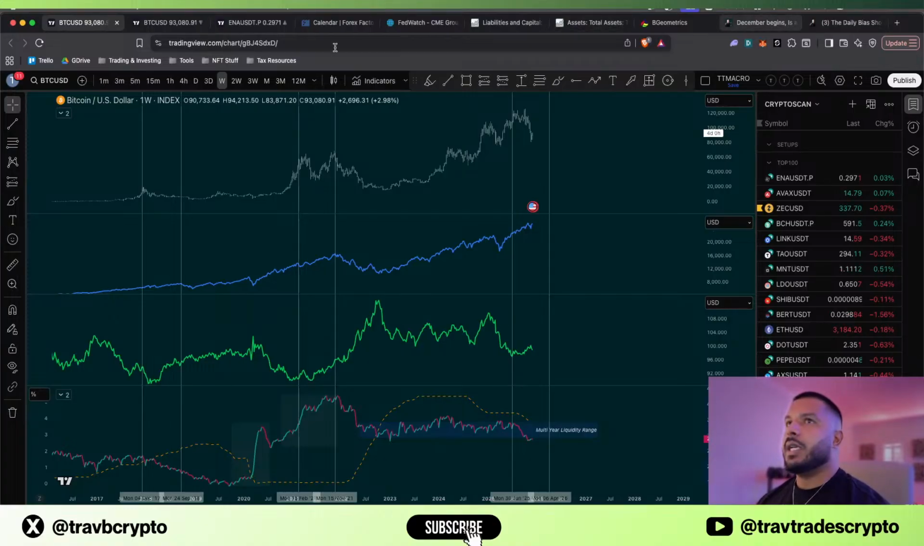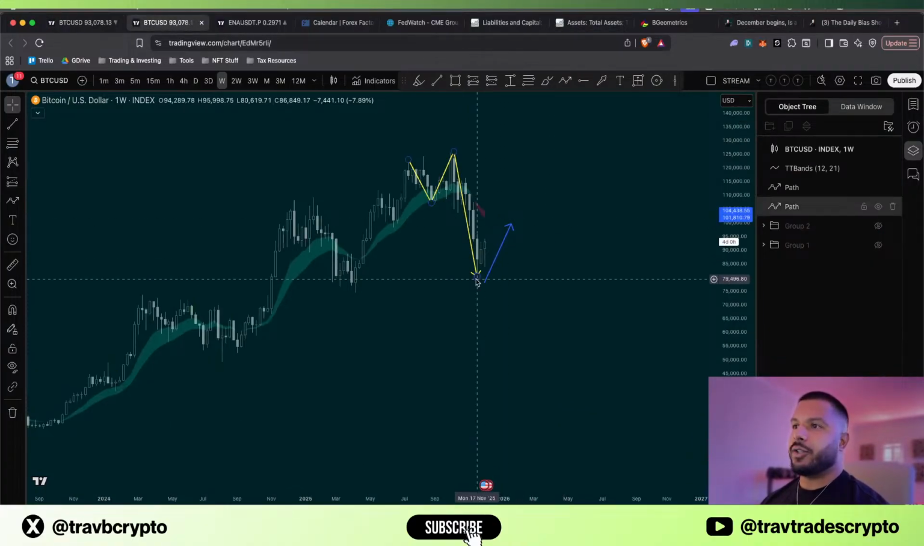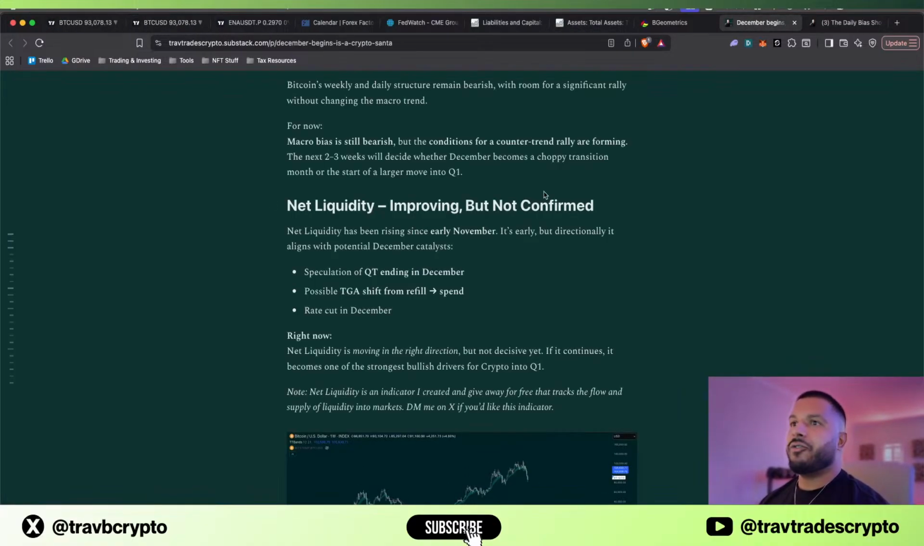Okay, so tying it back into this counter trend rally, right? Now, if these liquidity catalysts come into fruition, it could drive what I say is short-term liquidity. Because why I say it's short-term liquidity is, first and foremost, QT ending cannot be mistaken as QE starting, right? There's a big difference in the Fed saying we're ending QT versus the Fed saying we're starting QE, right?